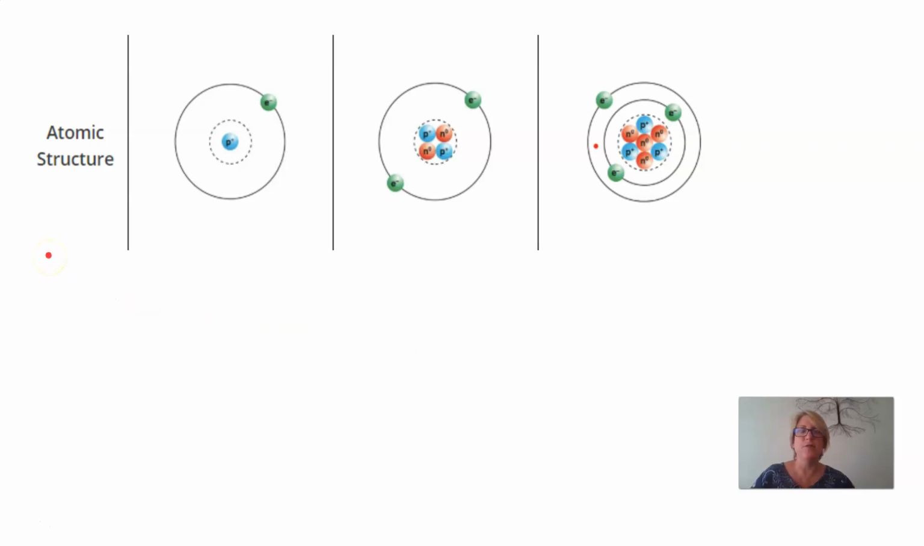So let us look at the atomic structure of the first 3 elements. Here's the atomic structure of hydrogen. Here we have our nucleus with our proton, and around it we have our 1 electron in the first shell. Helium is the second element on the periodic table. Here's our nucleus, and we have 2 protons and 2 neutrons. And then we have our outer shell, it's got our 2 electrons.